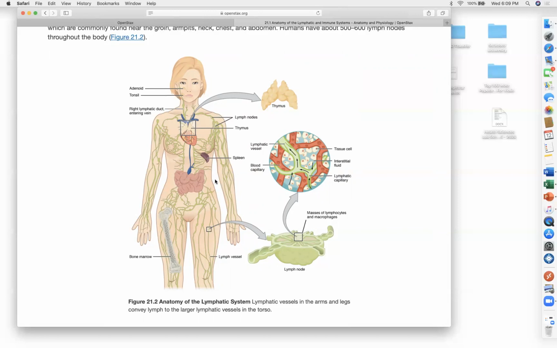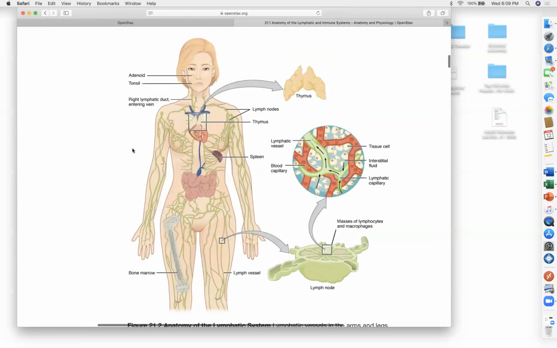But I want to talk about your lymphatic system as a means of defense against pathogens. And if you could see here, let's get a little bit closer. Those are lymph vessels. But every once in a while, you'll see this bigger vessel or a bigger node, and those are your lymph nodes.